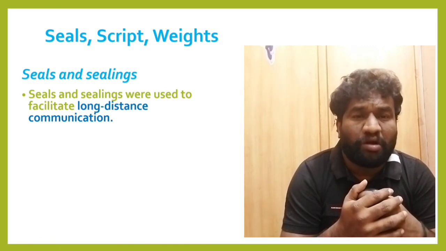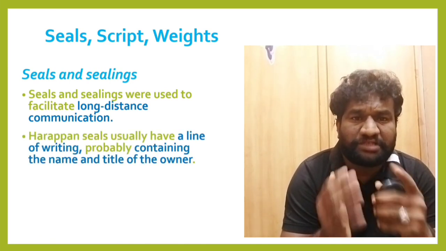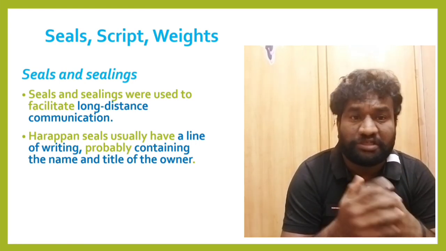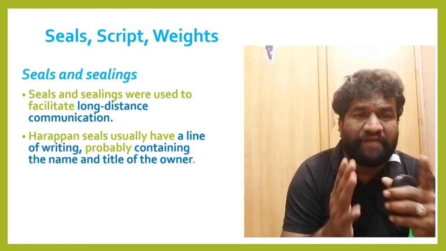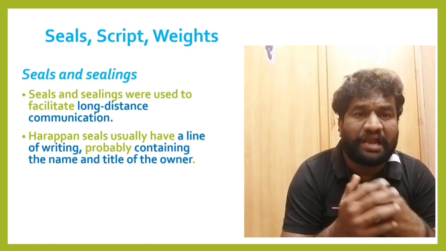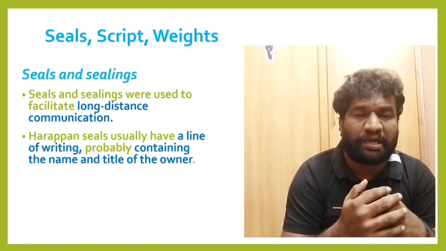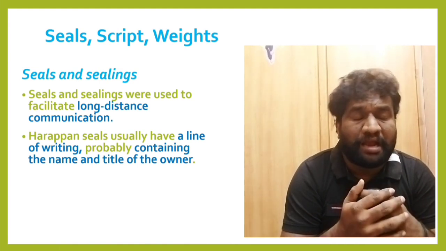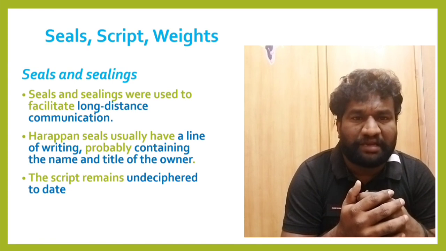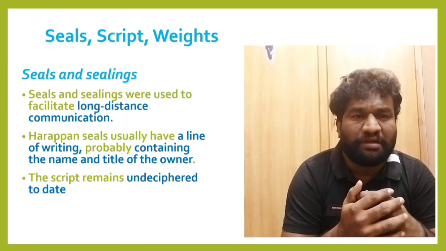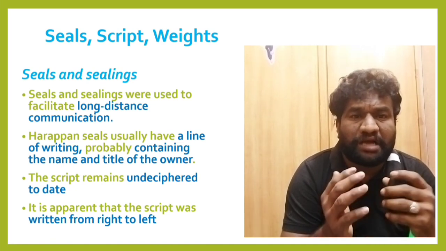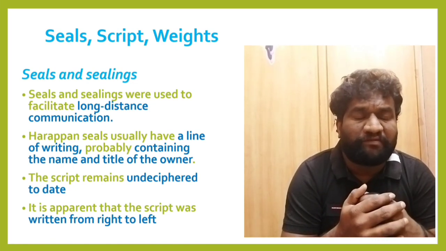Harappan seals usually have a line of writing, probably containing the name and title of the owner. This is very, very important. The script remains undeciphered to date. It is apparent that the script was written from right to left.